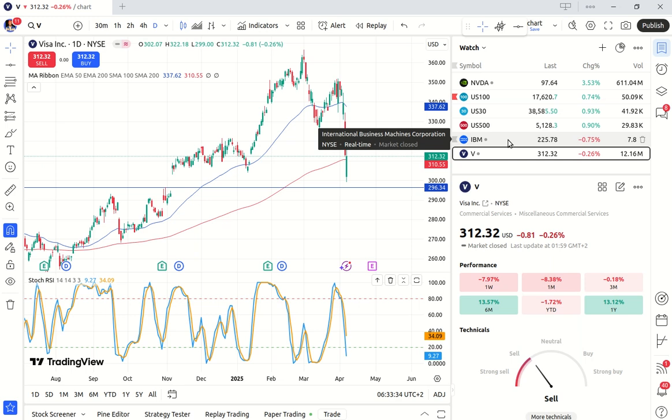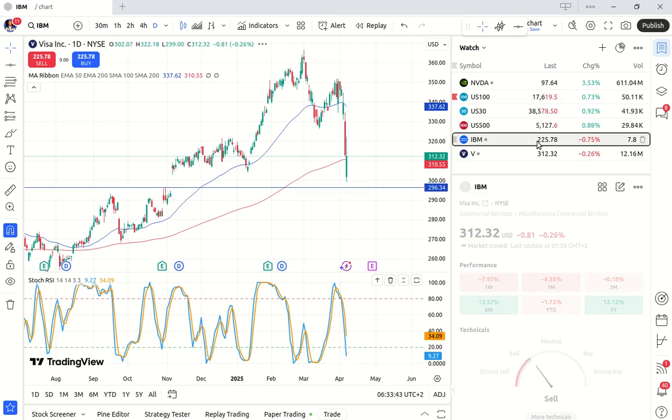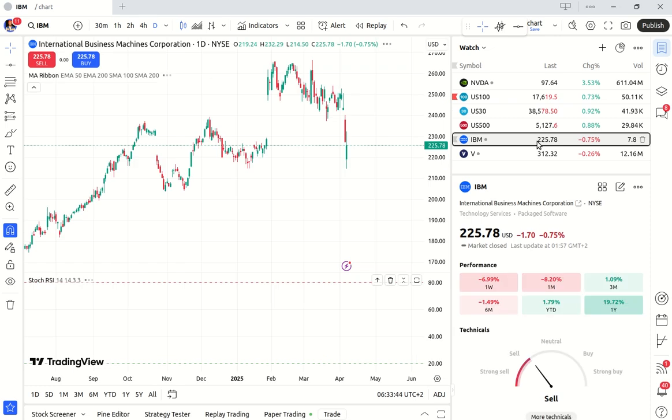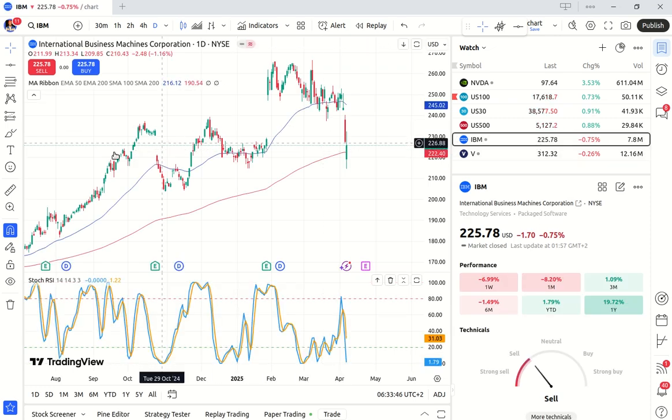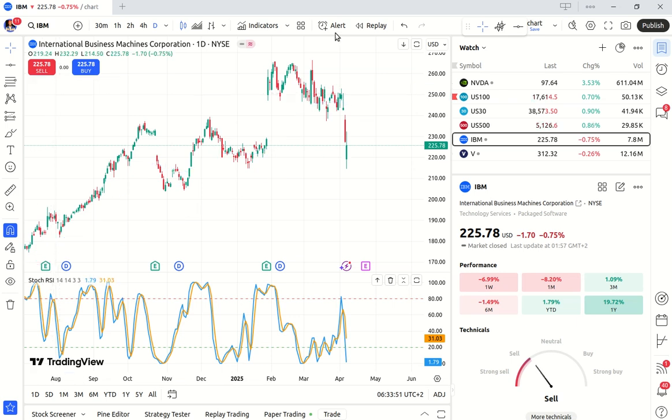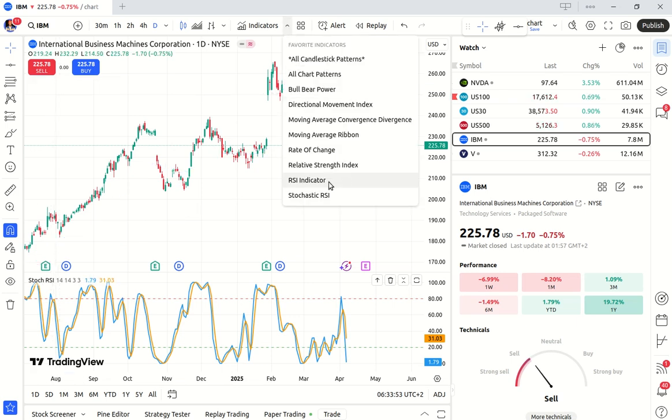So what am I trying to say? This could actually be a good dip buying time. Okay, let's see if we can find a similar time.